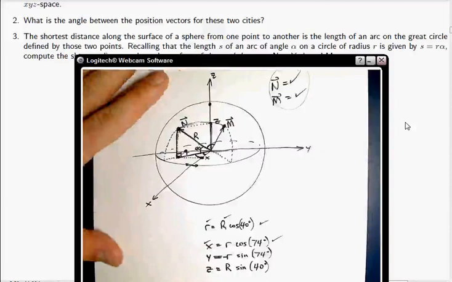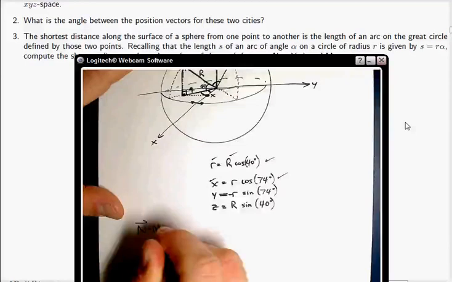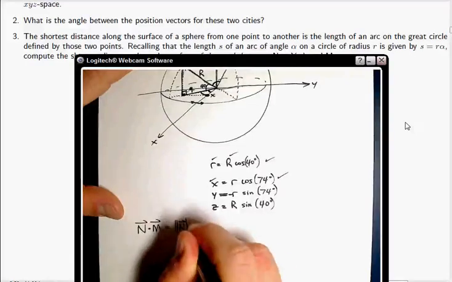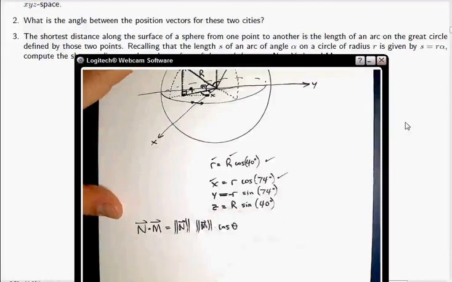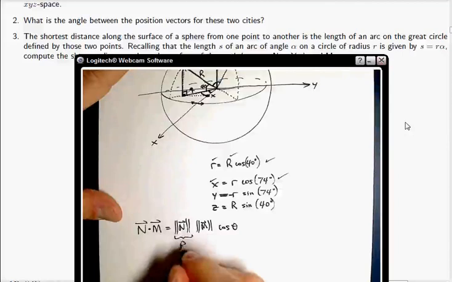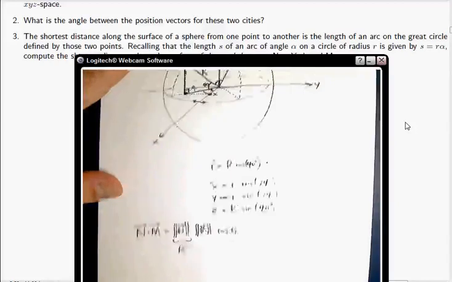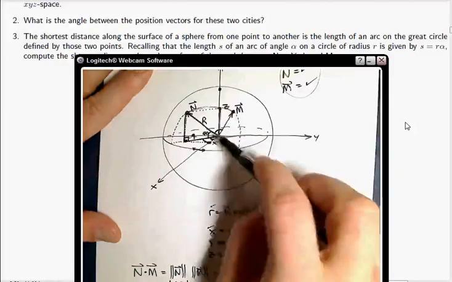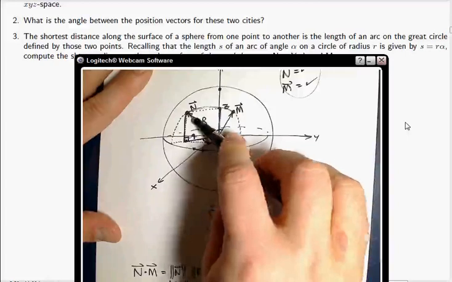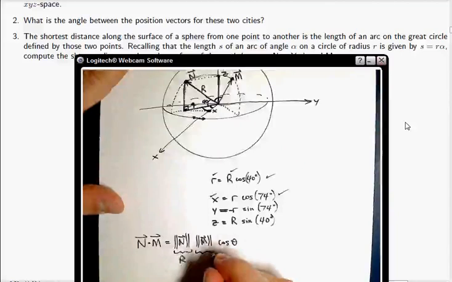The angle is related by n dot m equals the length of n times the length of m times the cosine of the angle I'm looking for. That length is the radius of the Earth, the 3980 or whatever the number was. Because the n vector, the position vector for New York, starts at the center of the Earth and goes to New York, on the surface, so its length is a radius of the Earth. Likewise, Moscow is also on the surface of the Earth.